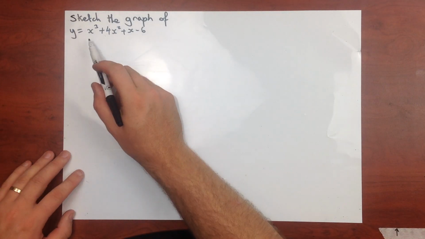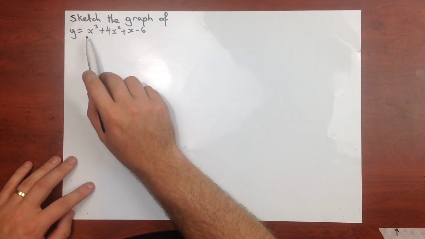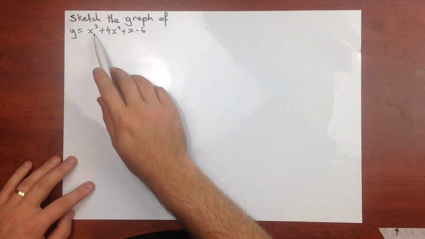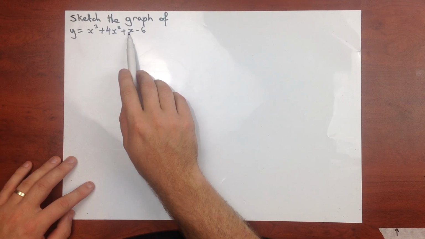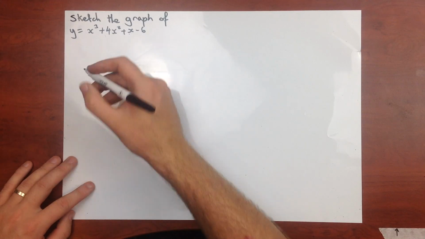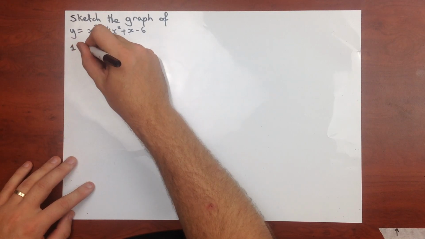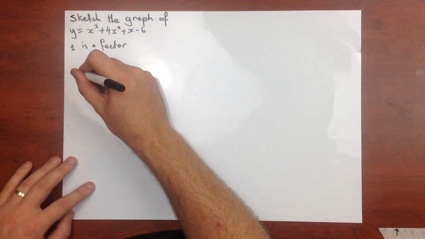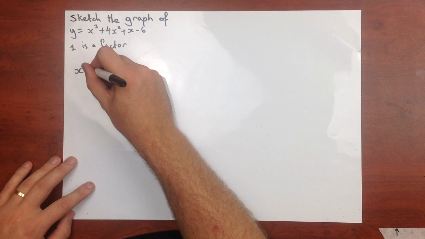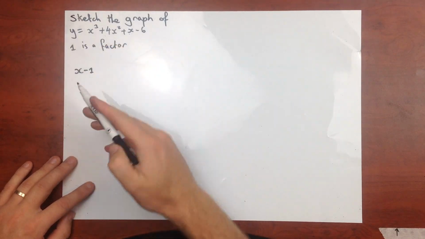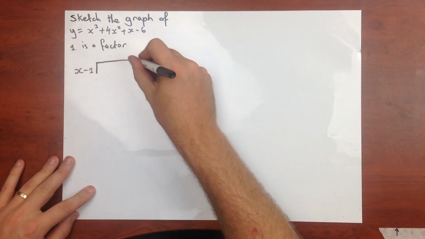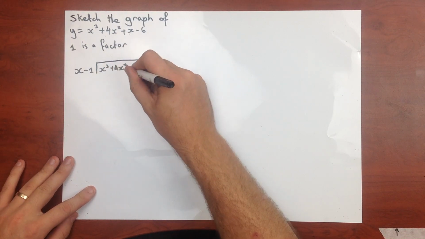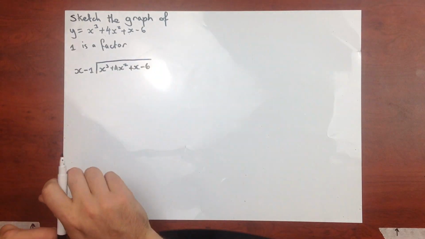And quite nicely, if we put in 1 into here, we'll find that that does work for us because we have 1 plus 4 plus 1 is 6, take 6 is 0. So we know x minus 1 is a factor. Okay, so that means that we've got to set up our division of polynomials. So we go x minus 1, remember we've always got to change our sign, into x cubed plus 4x squared plus x take 6.